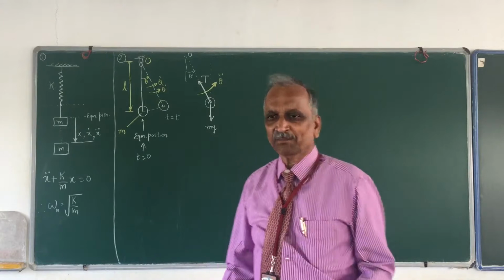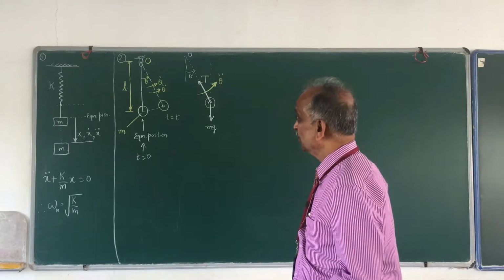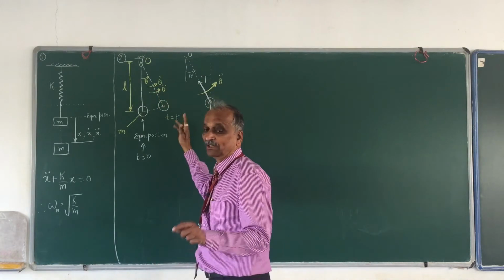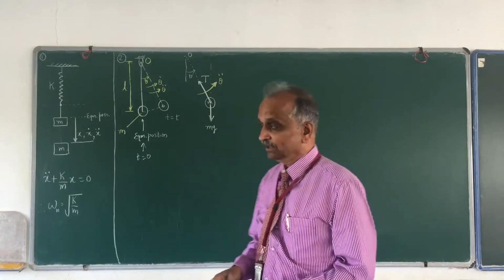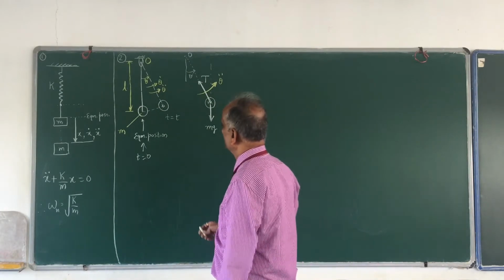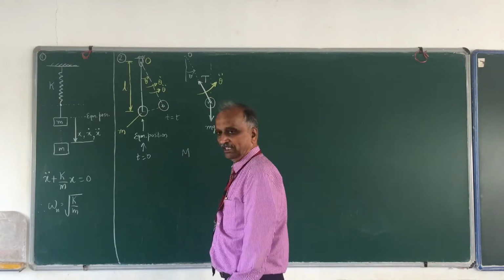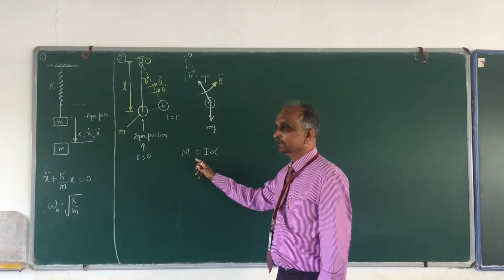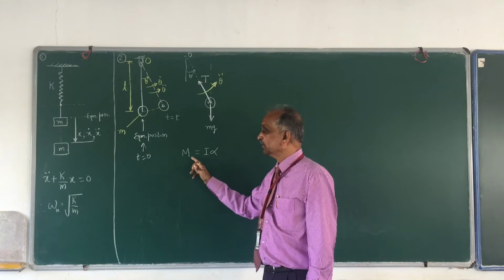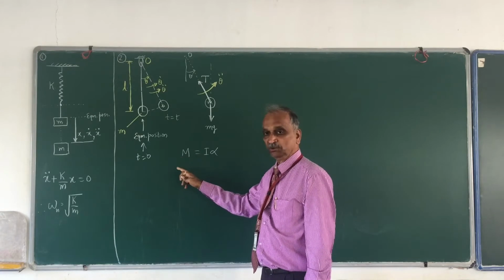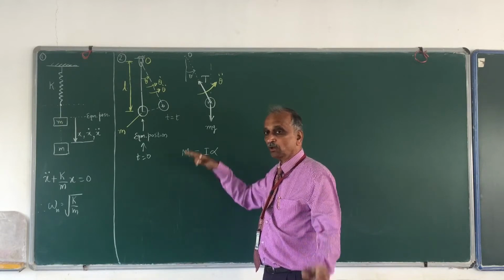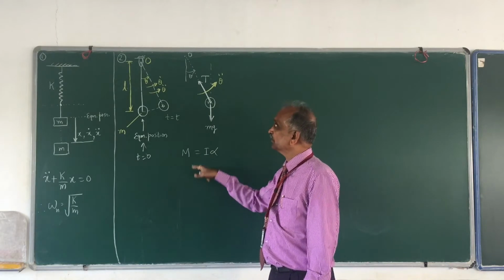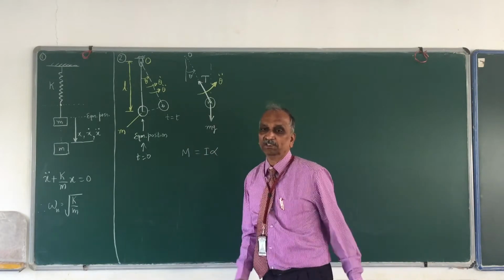Now what do I do? I apply Newton's second law. Please remember what the kind of motion is: angular motion. So what is Newton's second law for angular motion? It is what I have written: M equal to I into alpha. What is M? The sum of the moments due to all the forces, about what? About the point about which the rotation is taking place.